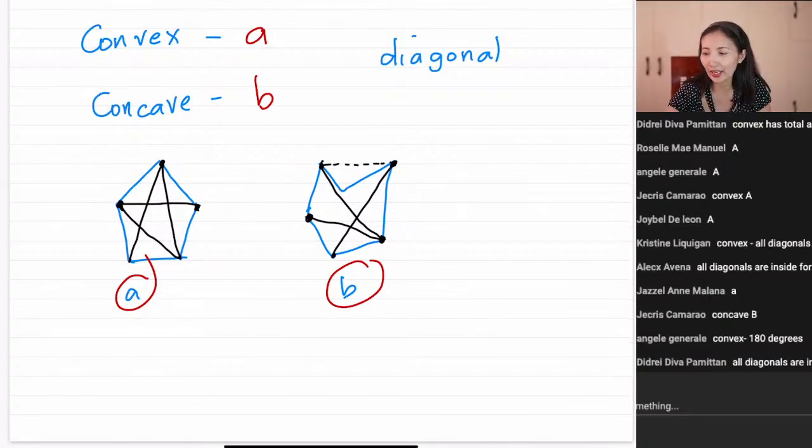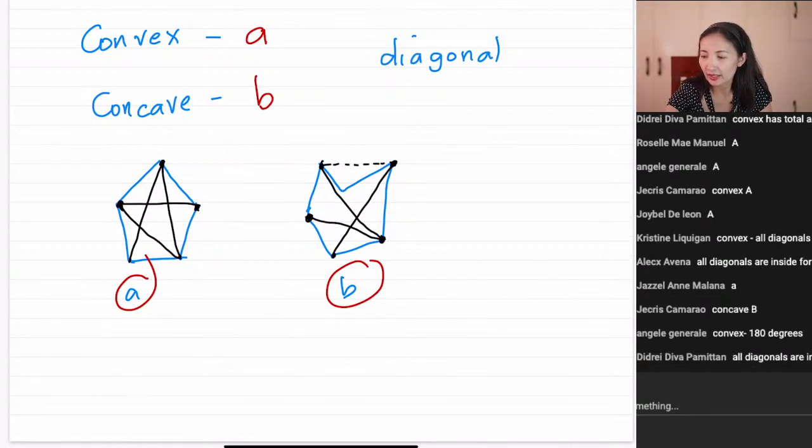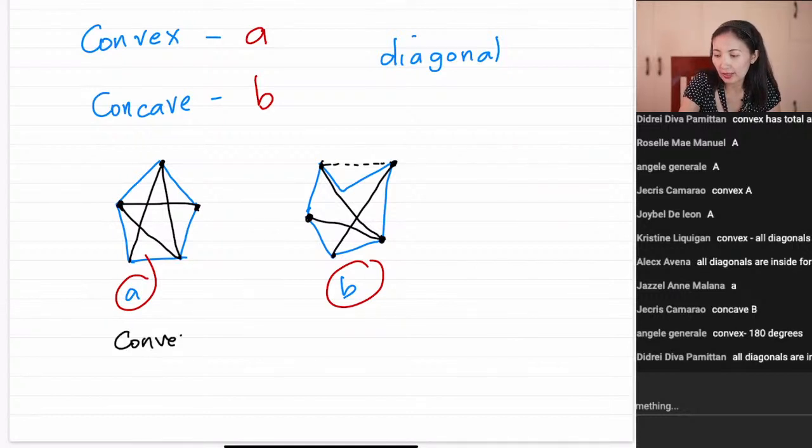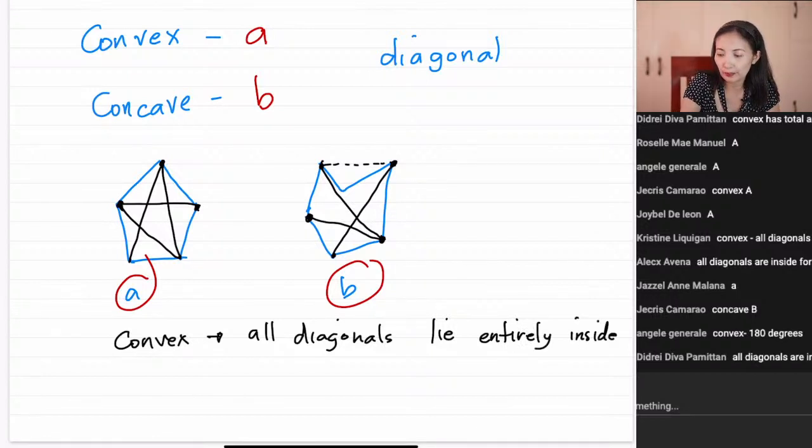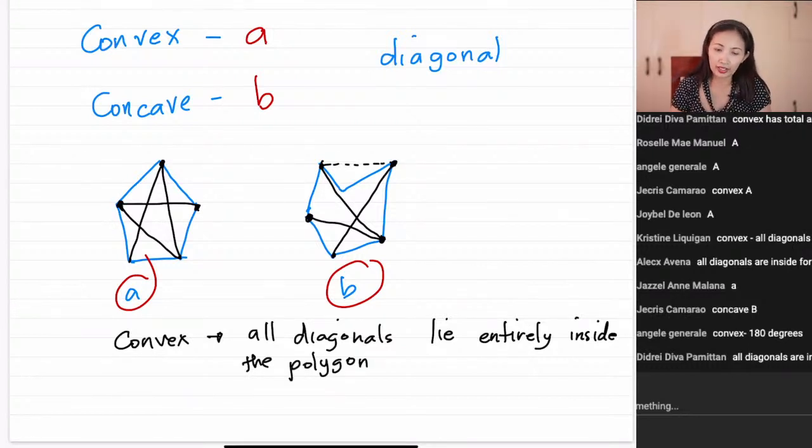You're right. So for convex, let's write that here so you won't forget. Convex: all diagonals lie entirely inside the polygon. Otherwise, it's a concave. Convex versus concave. So I think that's clear now. So letter B is really concave.